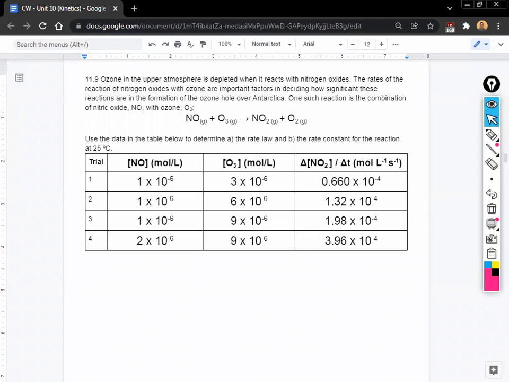Alrighty, guys. Let's continue talking about rates. So hopefully you guys remember how to do rates, but let's look at this problem. We're gonna be writing rate laws and rate constants again.